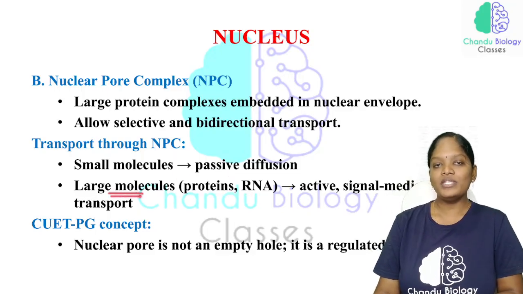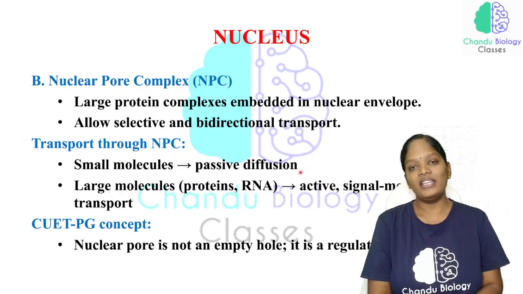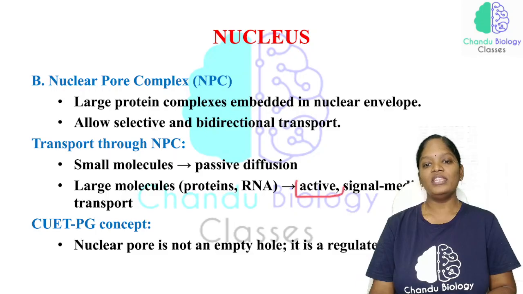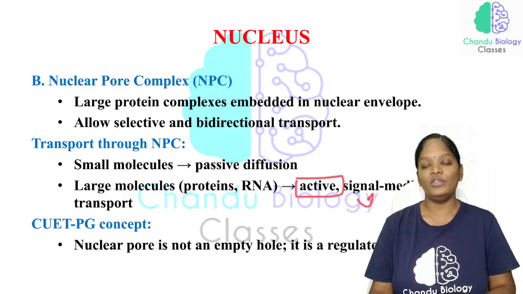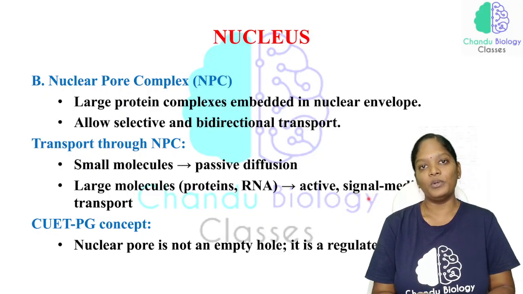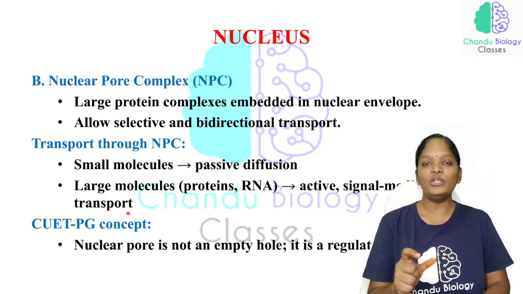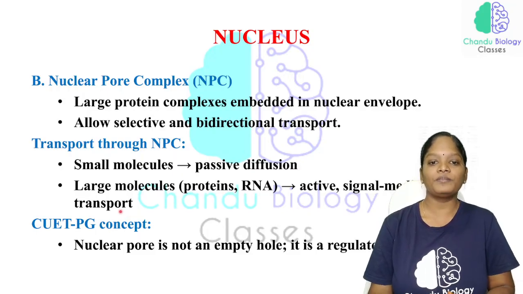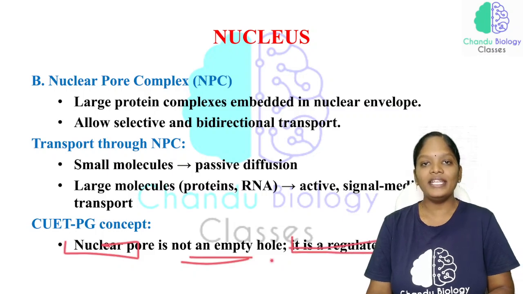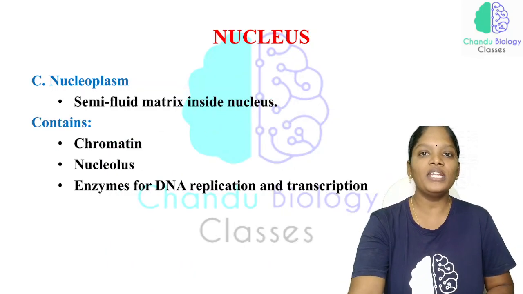The larger molecules like proteins and RNA definitely need energy. So that's why we call it active transport. If it is active, definitely the nucleus is in need of a signal. So that is what we call signal mediated transport. The nucleus needs a signal to send something and to receive something. Now see here, the nuclear pore is not an empty hole, but instead it is a regulated gateway. As I have mentioned before, it needs a signal to receive and to send. So that is the nuclear pore complex.